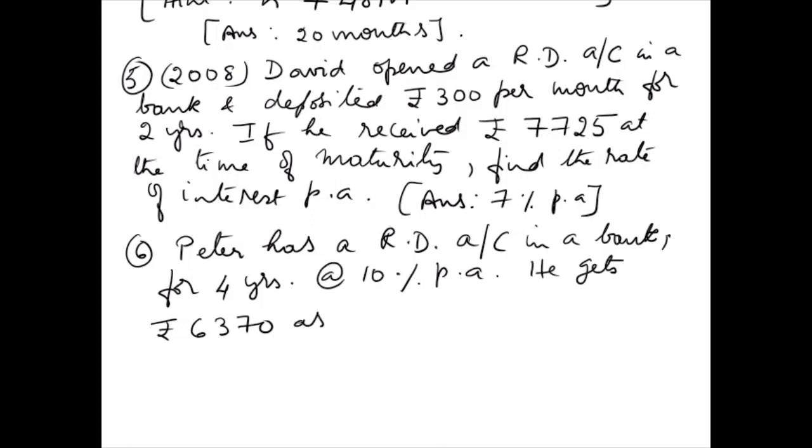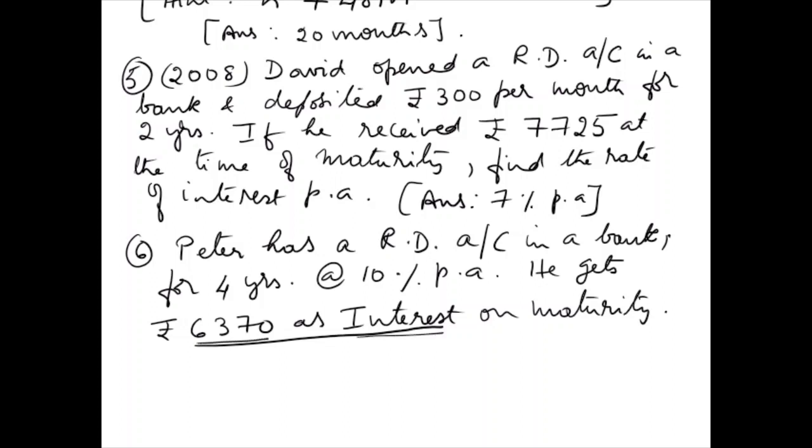6,370 as interest. Mind you, you have to be very careful whether it is given interest or maturity value. Here is where the children tend to make silly errors, taking it as maturity value. If it is interest, you have to take the interest. He gets rupees 6,370 as interest on maturity. So you must be careful. This is interest and this is not maturity value given. Find the monthly installment, that is you have to find out P. Okay, monthly installment and the amount of maturity.